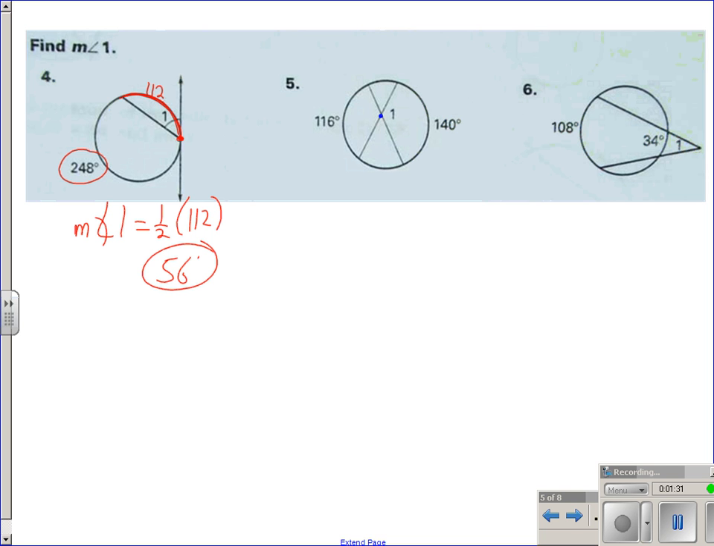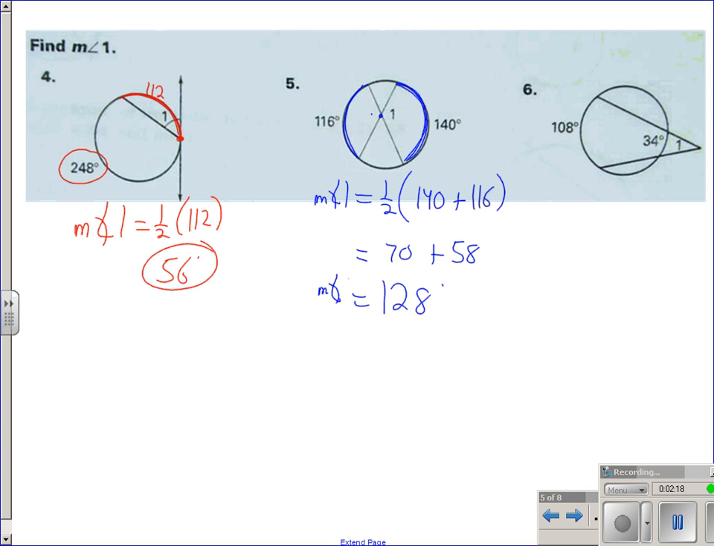All right, in the middle example here, number 5. Now our vertex is inside of the circle, so the measure of the angle is 1/2 the sum of the intercepted arcs. Now, it's kind of a weird thing to try to verbally describe, but angle 1, its intercepted arc is this one. That's the 140 degrees. The other intercepted arc is angle 1's vertical angle, its intercepted arc, which is the 116. So I'm just going to do some distributive property here. 1/2 of 140 is 70, plus half of 116 is 58. And you add those up, you get 128 degrees for measurement of angle 1.